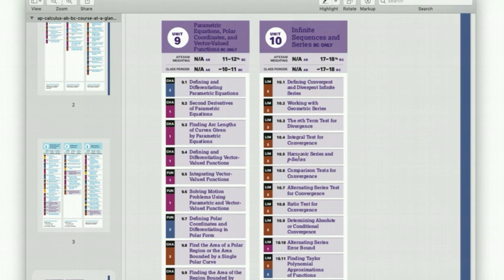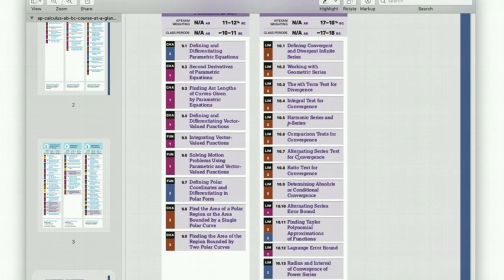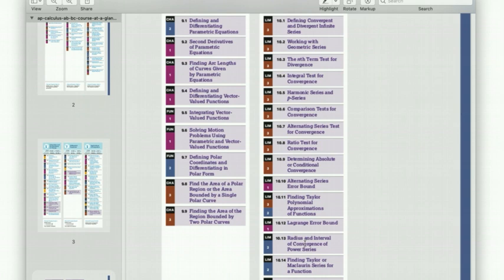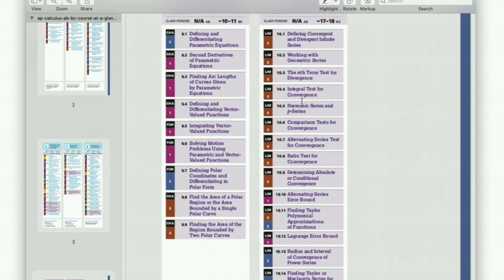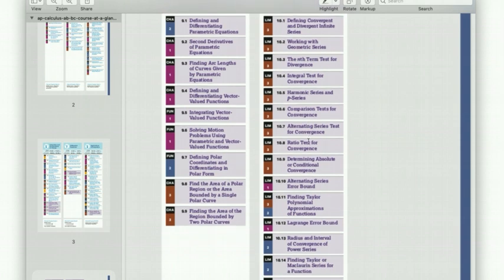Harmonic and P series, they have to be there because, well, they can't ask you questions about radius and interval of convergence without the endpoint analysis reducing to the harmonic, alternating harmonic, or the P series. So 10.5 definitely will be on there. 10.6 no, 10.7 no, 10.8 yes. Determining absolute and conditional convergence. This is almost like an item of definition. It's not very hard, but you'll be responsible for it.